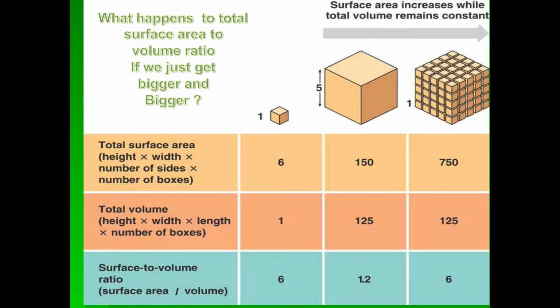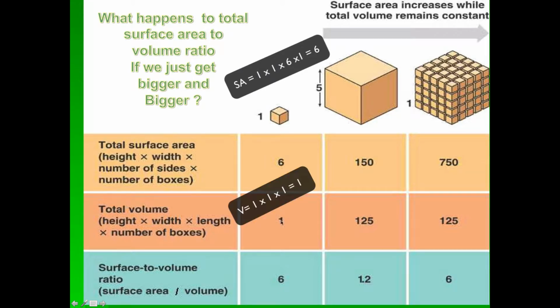So if we look at this guy, our length times width, that's pretty simple. It's 1 times 1, so we're at 1. The number of sides on a cube remains the same, so that will also be 6. Over here, we get our total surface area of 6. Our volume is 1 times 1 times 1. Surface area to volume, we just divide and we get 6. That's good. We want to have a high surface area to volume ratio.